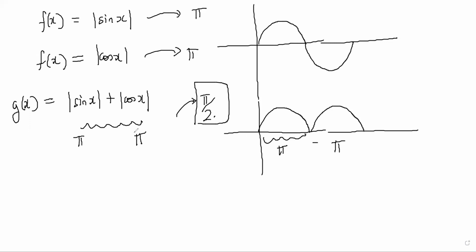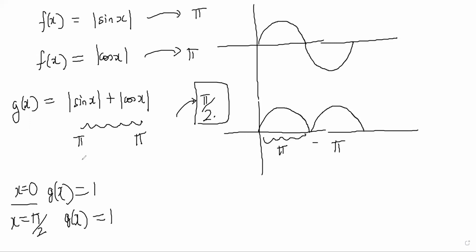You should check the graph of |sin x| + |cos x|. It will start repeating after pi by 2 only. So put some values and check. If x is equal to 0, what is g(x)? g(x) is equal to 1, right? If x is equal to pi by 2, what is g(x)? It's still 1, right? But one value cannot convince you, so you take some other values also.